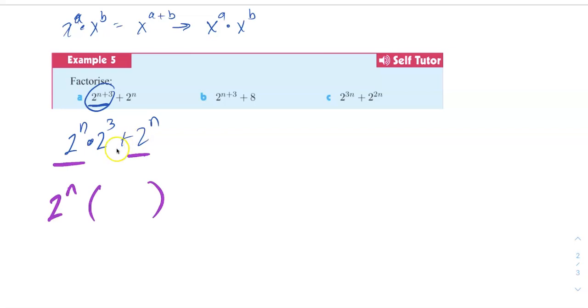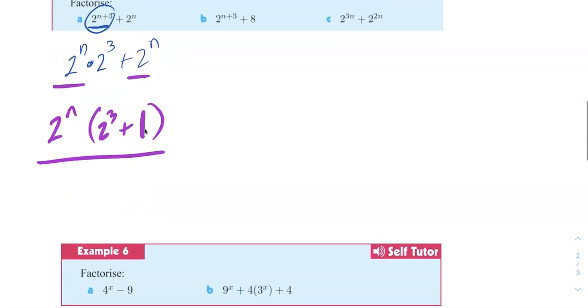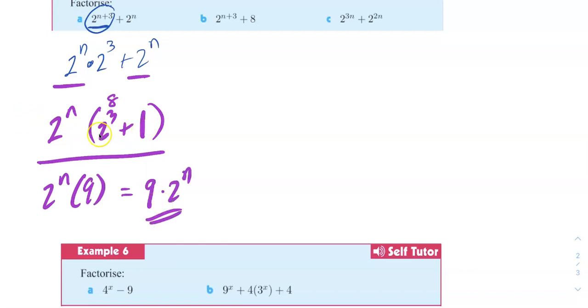Remember, when you factor, just divide. So if you divide this by 2 to the n, the 2 to the n's cancel out. You just get 2 to the third. Plus, you divide this by 2 to the n, the 2 to the n's cancel, you just get 1. That's my answer: 2 to the n times 2 to the third plus 1. Actually, I might want to simplify that. Let me see. This is 8 plus 1, so it's 9 times 2 to the n. I think either of these is okay, but that's probably a little better answer right there.